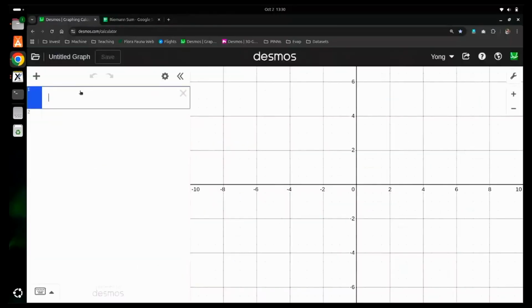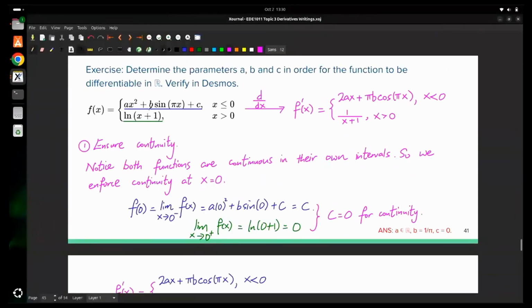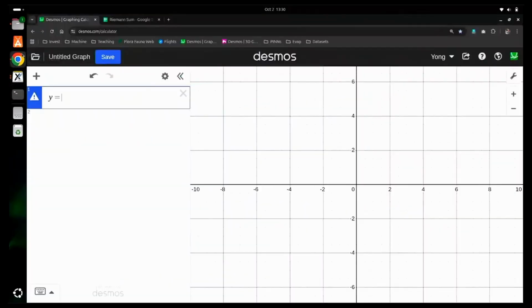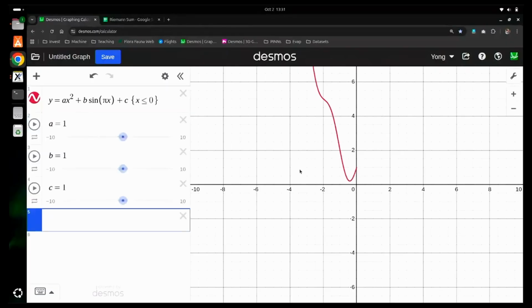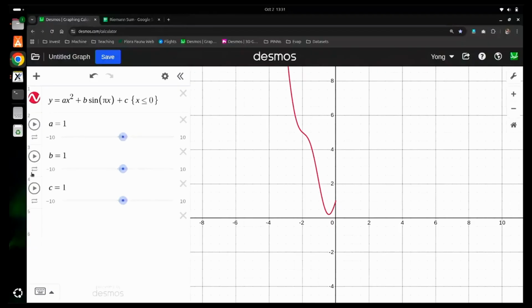Okay, now let me enter. So the first function is ax squared plus b sine pi x plus c, applied for x less than 0. Can you see the function there? And of course, a, b, c are given as 1 now.